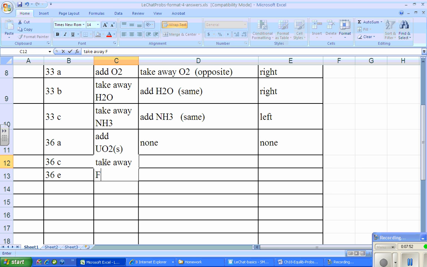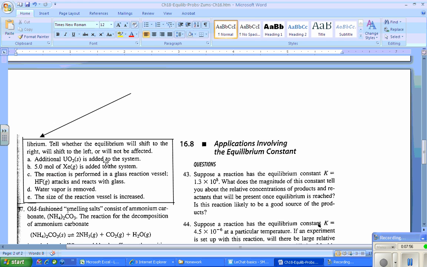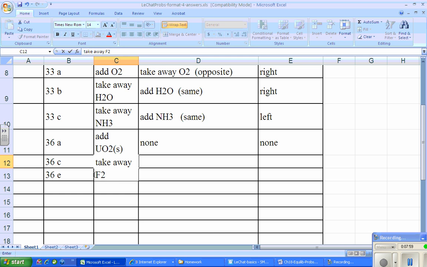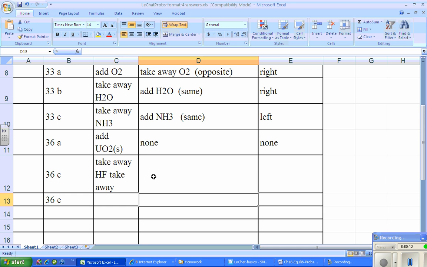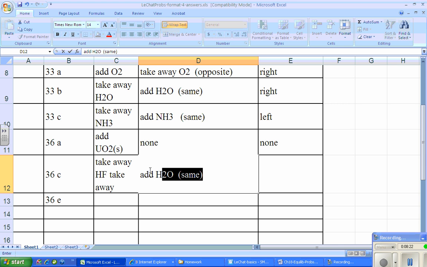And that was fluorine, F2. Fluorine is pretty reactive stuff. And I'm sorry, this is HF. I did that a little wrong. So HF is added, or takeaway. Going to take away the HF. And what is LeChat going to do now? Of course, he wants to add. Oops, in the wrong place. There we go. Add HF.